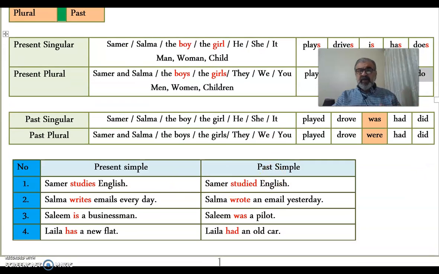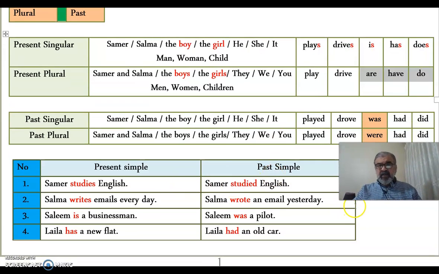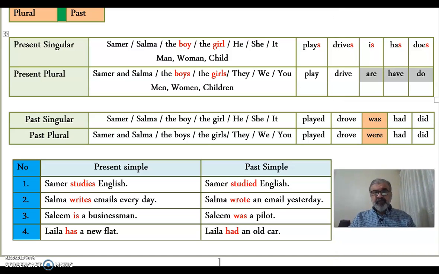Now, what about the past singular and the plural past? Again, let me show you something.